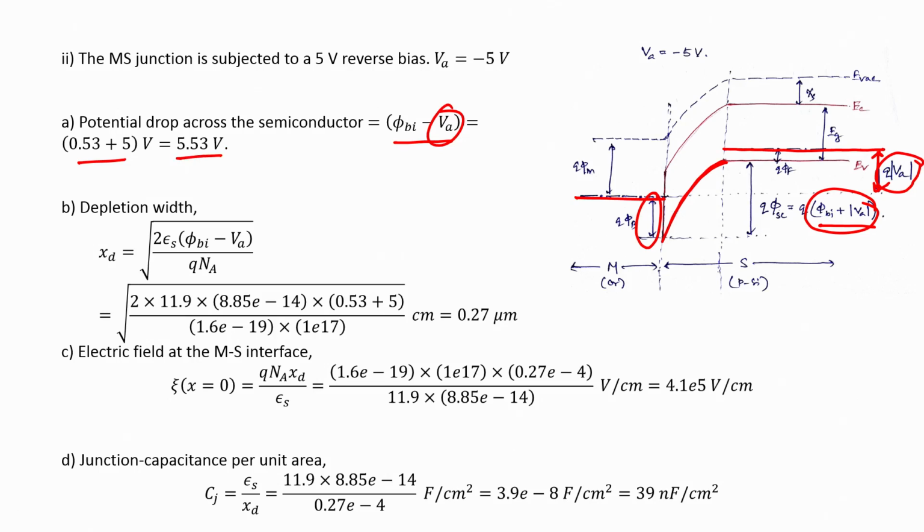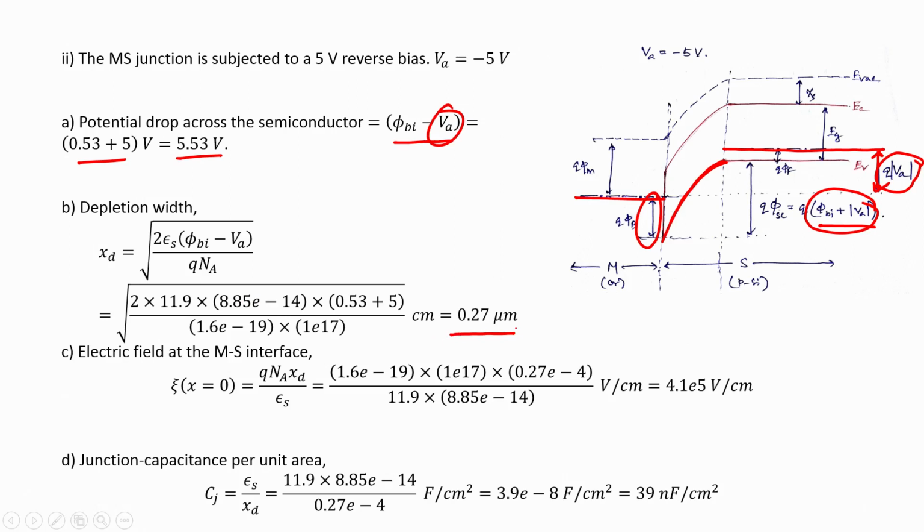Now the second is what is the depletion width. This is again straightforward, you just plug in the numbers. The expression of the depletion width is xd equal to root over 2 epsilon s times (built-in potential minus Va) by q Na. So you plug in all the numbers given in the problem, and you will find the depletion width as 0.27 micrometer.